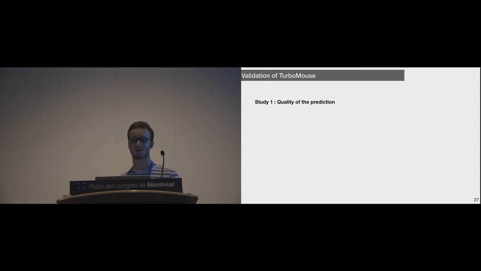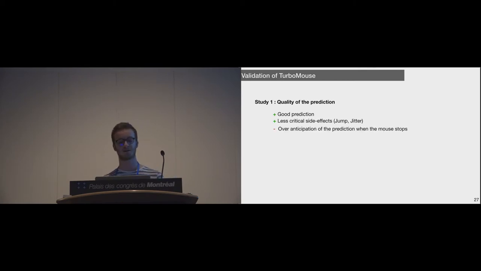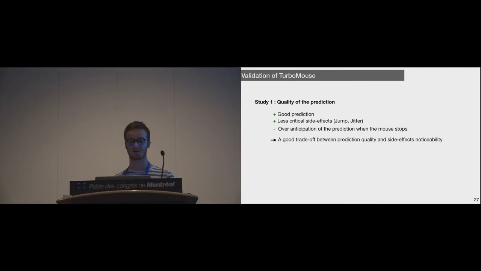To sum up the first study, Turbo Mouse revealed promising results in terms of prediction. It has less critical side effects like jump or jitter, where the best predictor is very sensitive, but it shows over-anticipation when the mouse stops. Finally, using an accelerometer for compensation revealed to be a good trade-off between prediction and side effects compared to derivative-based methods. Let's see now if Turbo Mouse improves user performance.